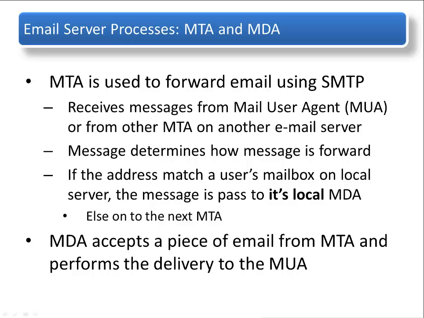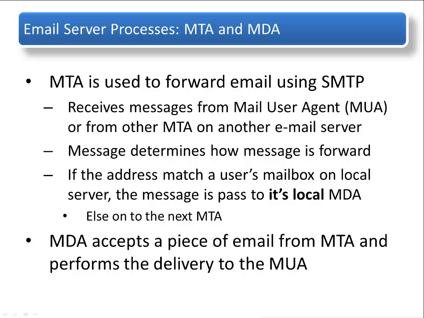What if the recipient doesn't share the same email server? Once the email server realizes that the recipient is not on its list of users, it will use a mail transfer agent to send the email to another server. The MTA will deliver this email using Simple Mail Transfer Protocol, SMTP, to the next email server. This email server will repeat the process.